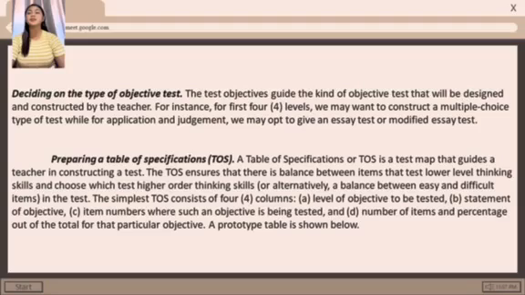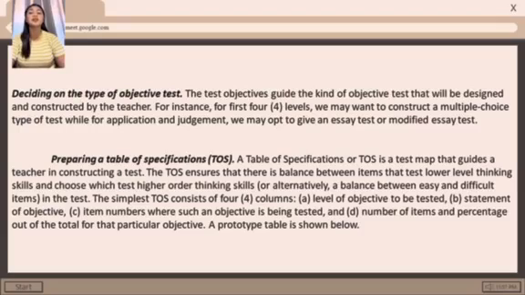Preparing a table of specification. A table of specification is a test map that guides teachers in constructing a test. The TOS ensures that there is a balance between items in the test, lower level thinking skills and higher order thinking skills, or alternatively, a balance between essay and difficult item tests. The simplest TOS consists of 4 columns.